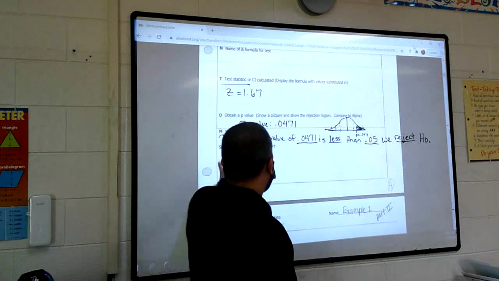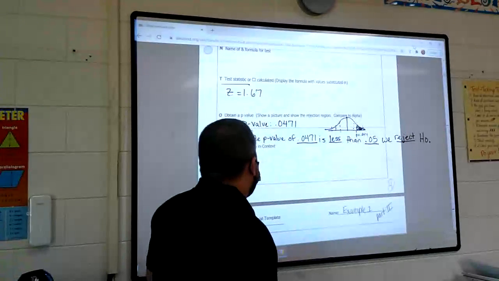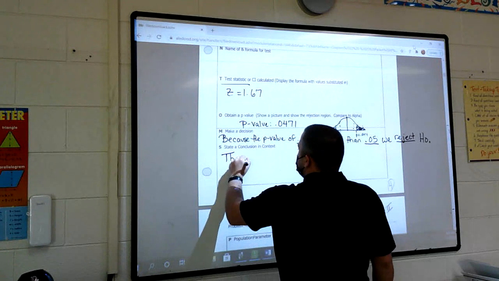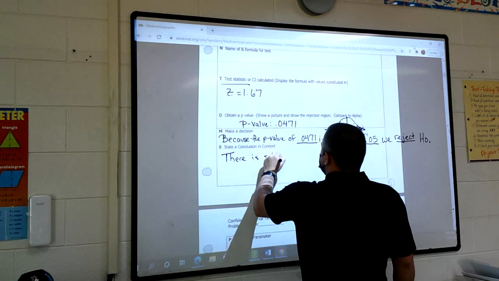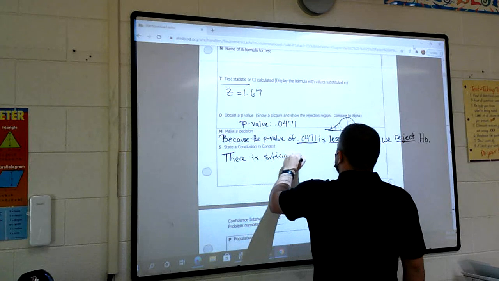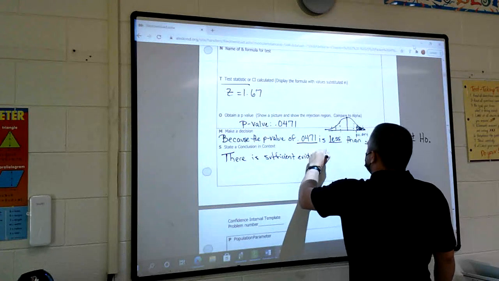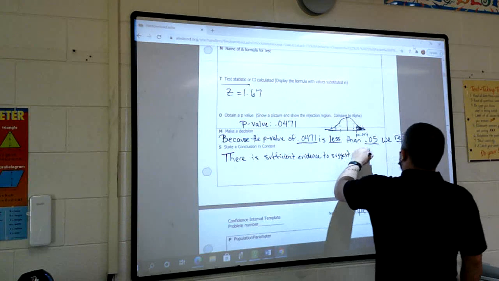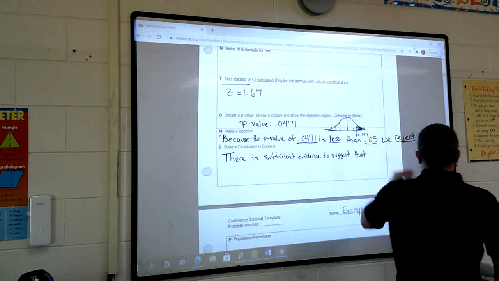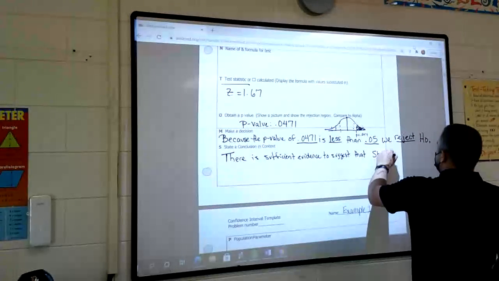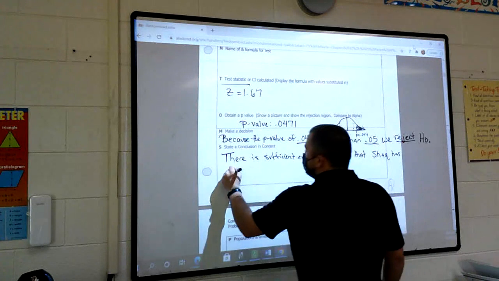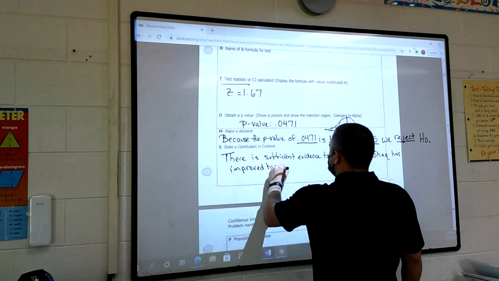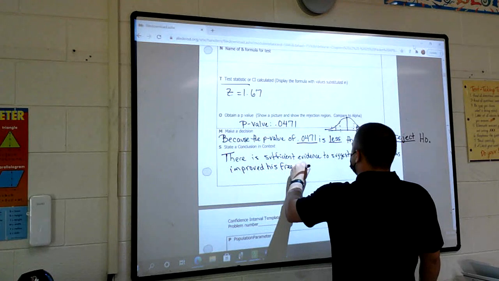Now, this is in the context of the problem. So we rejected H0. That means there is sufficient evidence to suggest that, and then you look at the last sentence of the problem. Shaq has improved his free throw shooting.